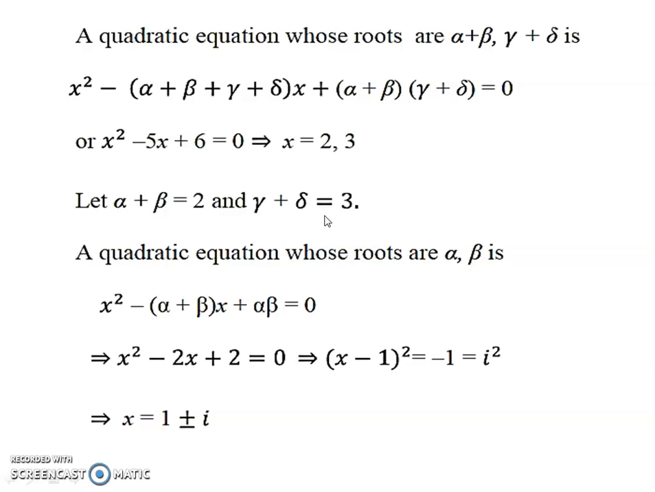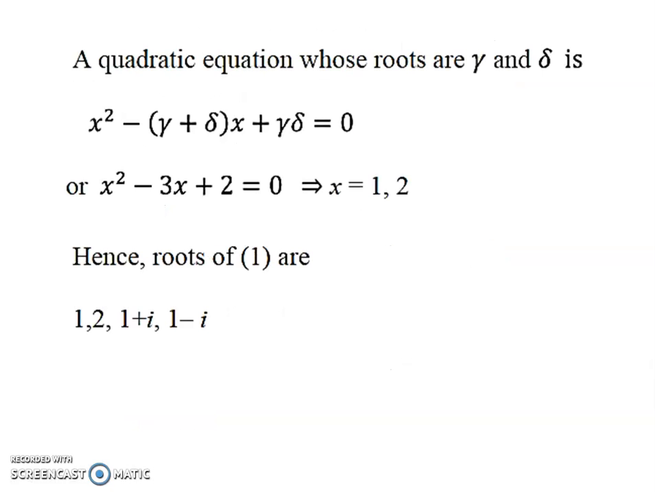Similarly, we can solve for gamma and delta. The sum is 3, the product is again 2. So a quadratic equation gives the values of x as 1 and 2. So the roots of the given equation are now 1, 2, 1 plus iota and 1 minus iota.